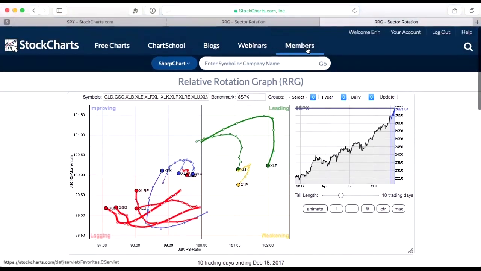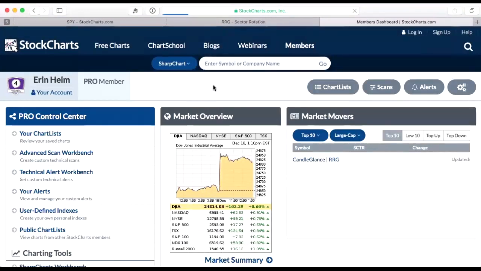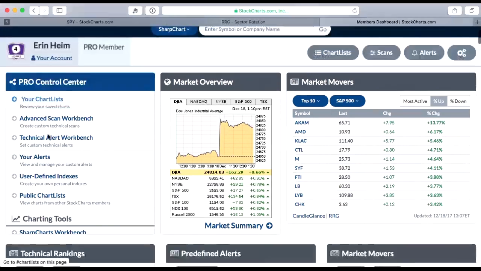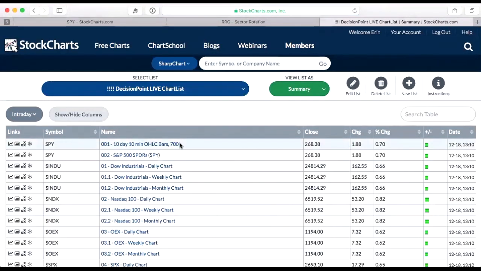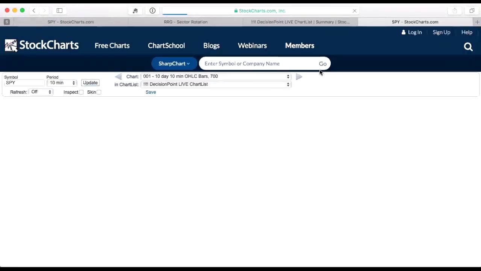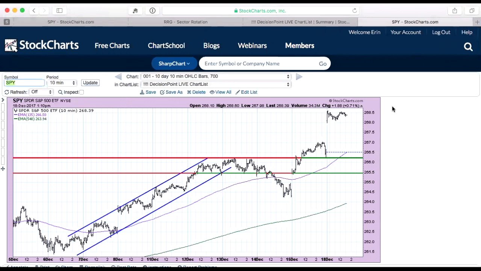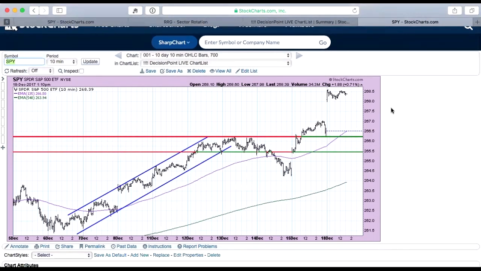So let me get right into the DecisionPoint report. And you'll find these charts in the DecisionPoint live chart list, and these are reachable from the DecisionPoint blog page. So you'll find that link there. I'm first looking at the 10-minute chart. I'm going to basically go through pretty much what I'm going to write about this afternoon. So pay attention if you can't read my blog or watch the show.